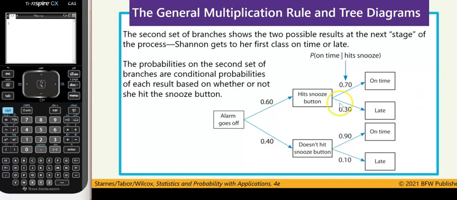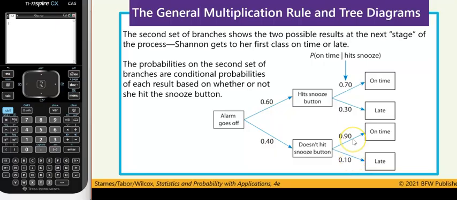and put the corresponding proportions there. Notice that on each branch, there's a 60% chance of hitting the snooze, which means by default there's a 40% chance of not hitting snooze. If she hit snooze, it said there was a 70% chance of being on time, and those are complementary. They're going to add to 100%, or 1. So that's going to be 0.3 that she's going to be late.